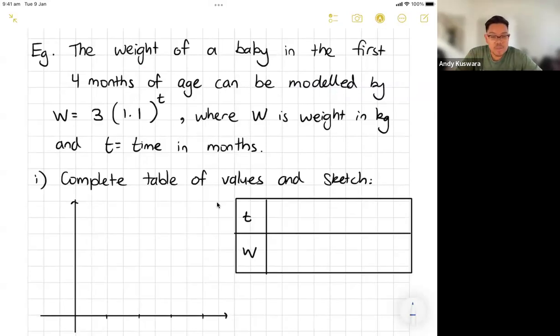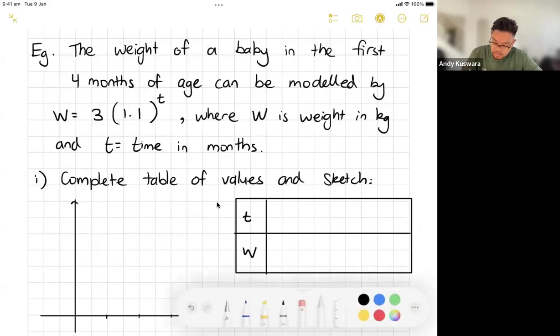Okay, so here's an example of a question. It's going to use an exponential. And again, very similar to your quadratic models and any type of models, we now no longer see X and Y. We are now given different variables. In this particular question, it says the weight of a baby in the first 4 months of age can be modeled by W equals 3 bracket 1.1 to the power T, where W is the weight in kilograms and T is the time in months. Complete the table of values and hence sketch.